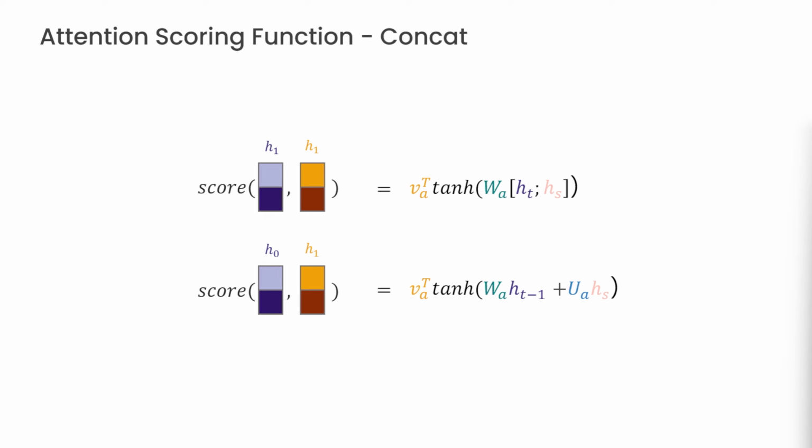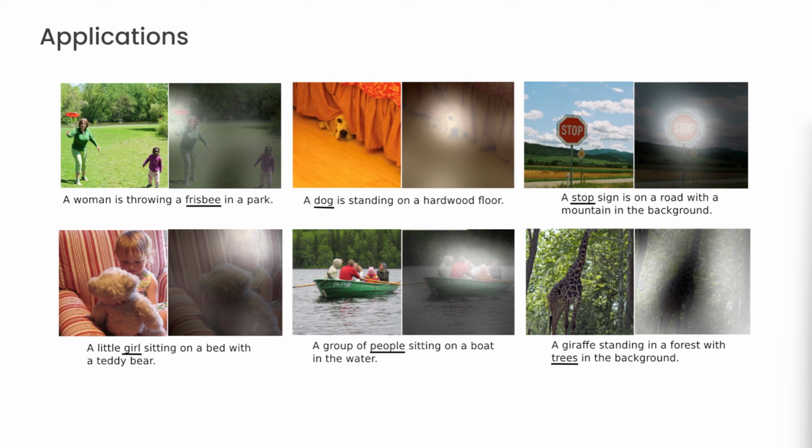With this, we've covered the entire attention process, and you now have a complete understanding of how attention mechanisms work. Let's explore some computer vision applications and tasks that attention empowers. For instance, consider an image like this. The generated caption is a woman is throwing a frisbee in a park.